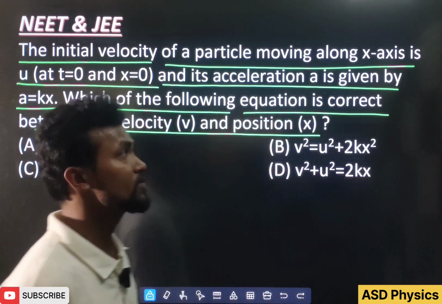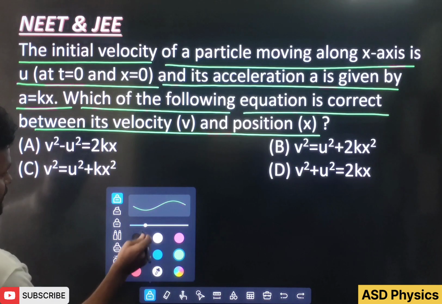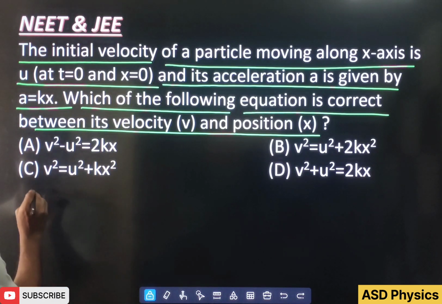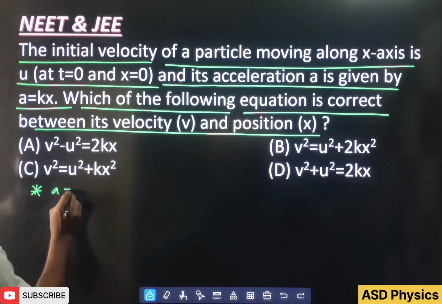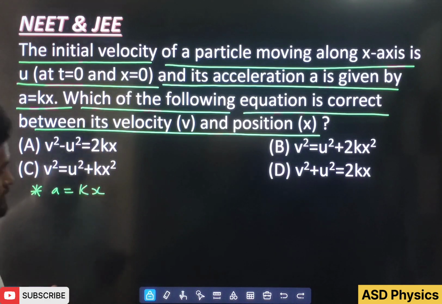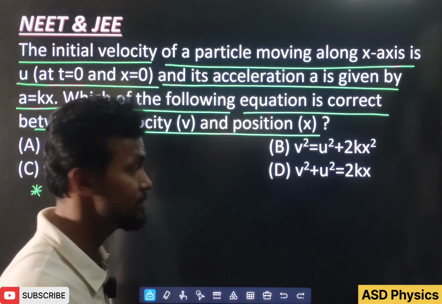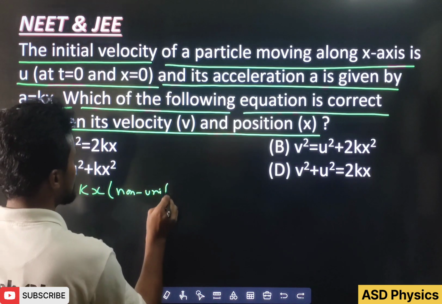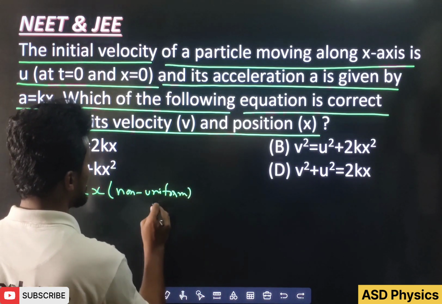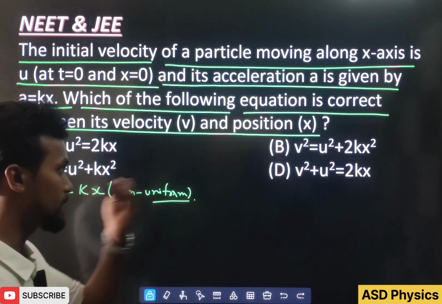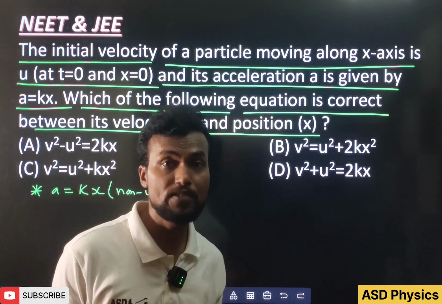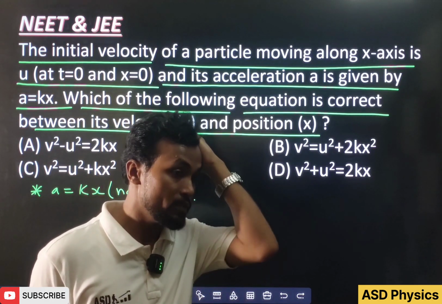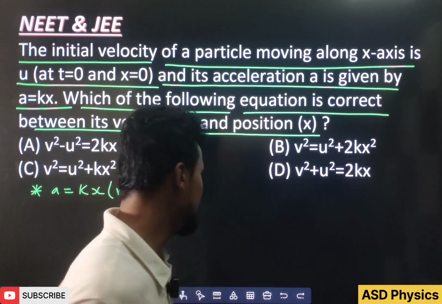So here, students, first you identify whether acceleration is uniform or non-uniform. Remember that a equal to kx is variable; when x will change, a will also change. So that means this is non-uniform. When it is non-uniform and the equation looks like a third equation of motion, what we'll do here is use some differential equations.